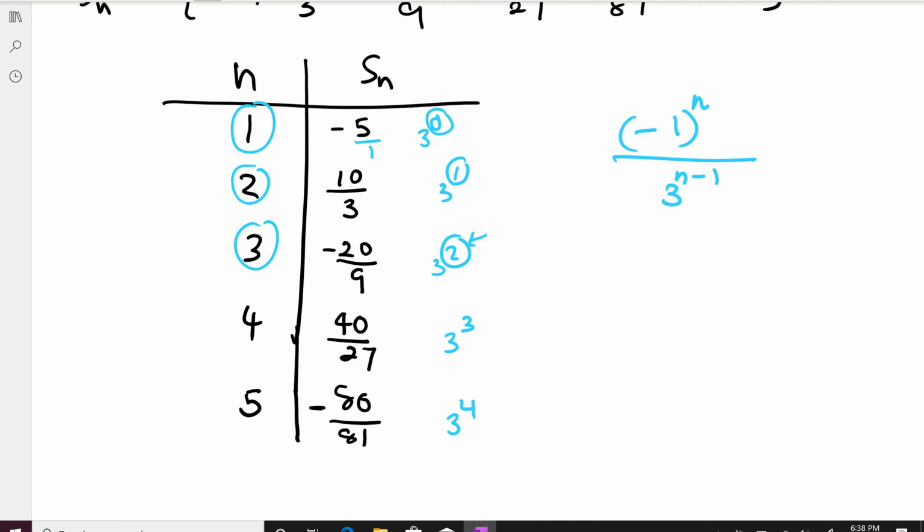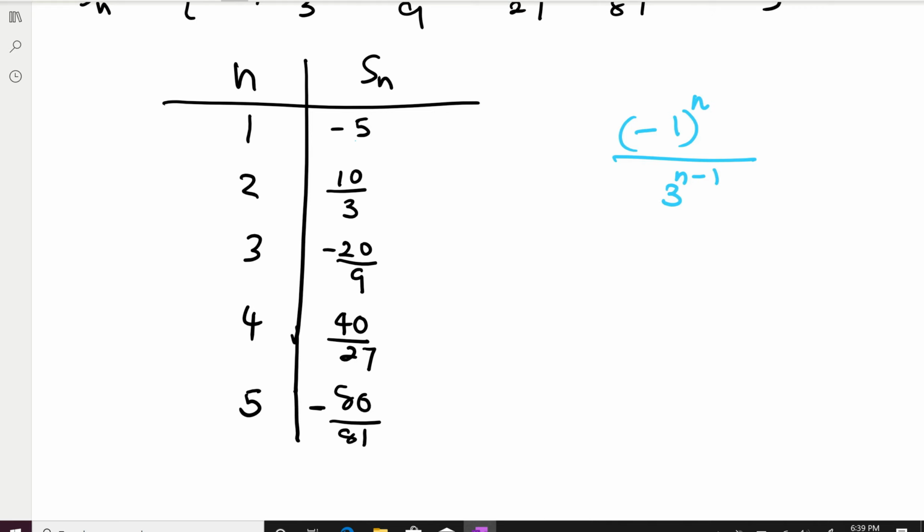All right, now here's my challenge. Think about the numerator now while I erase this stuff. Think about the numerator. This is something that you have to do. Pause the video and give it a try. This is a good exercise.